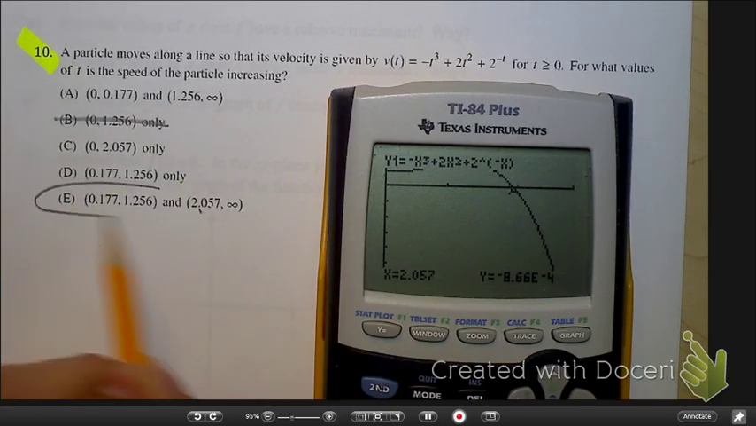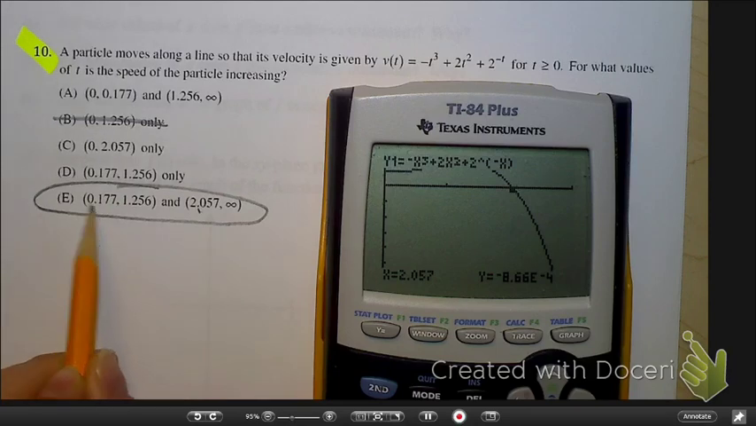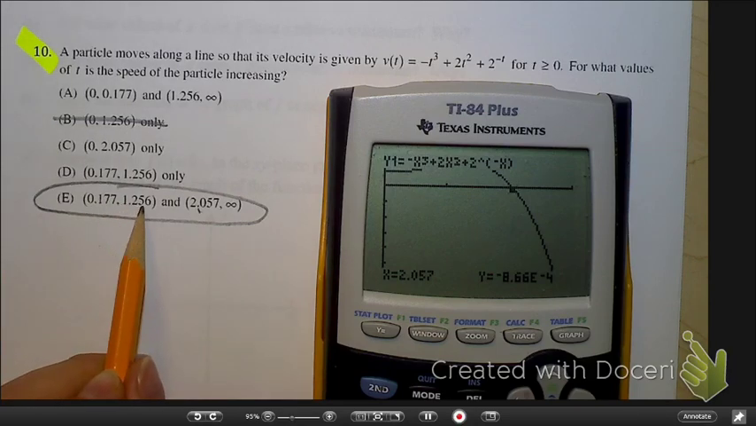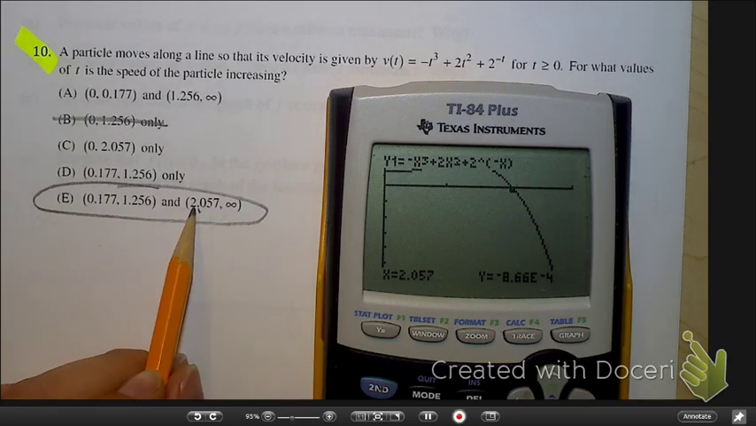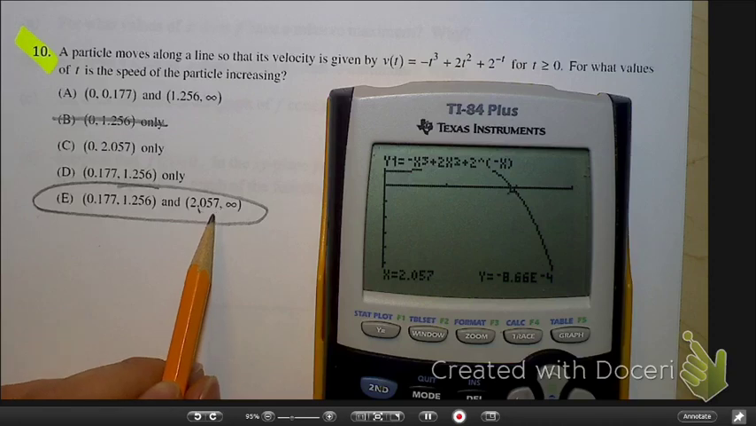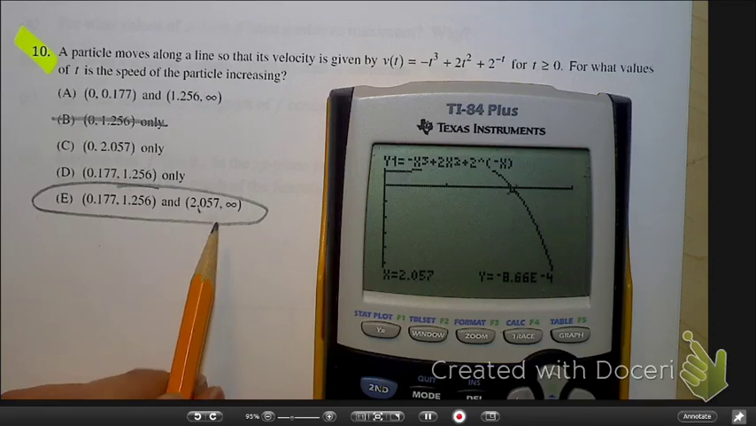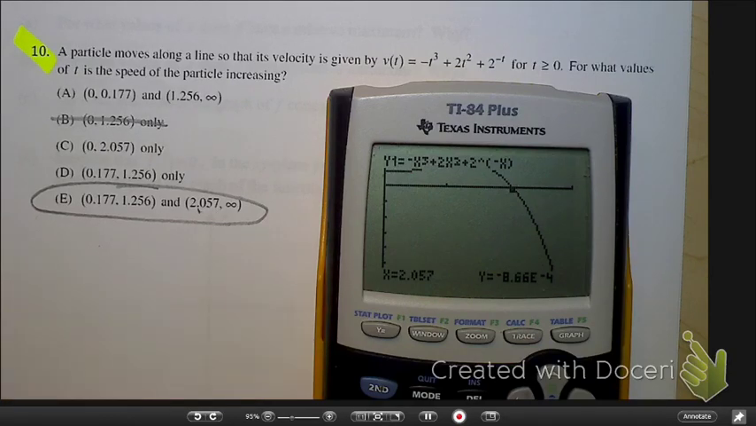So E is the correct answer, from 0.177 to 1.256, since velocity is positive and acceleration is positive, since it's an increasing function, and also from 2.057 to infinity, since velocity is negative and it's decreasing, which means acceleration is also negative.